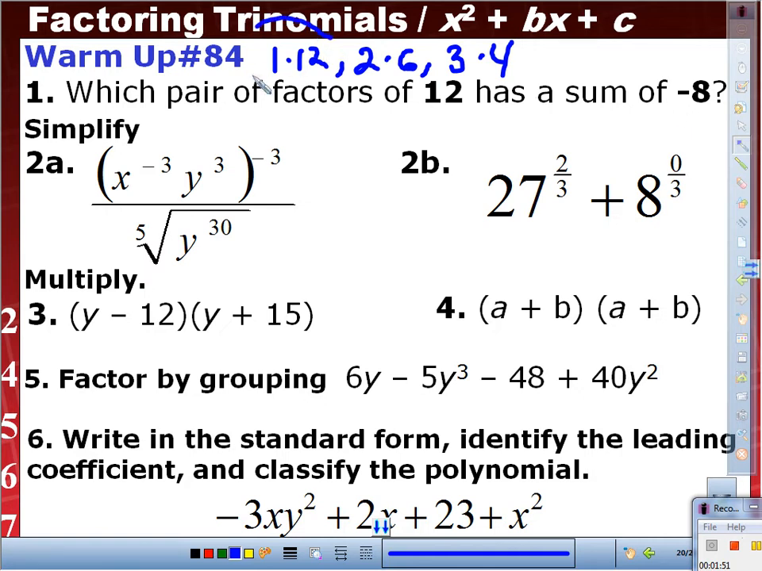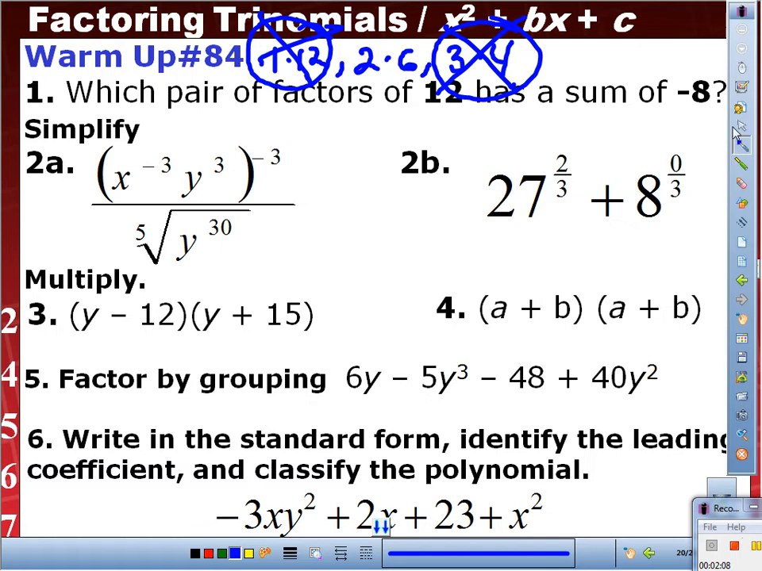Could it be this one? If we subtract or add, that gives me -11, 11, or 13, so it cannot be this one. Could it be this one? If we subtract, it gives us -1 or 1, so it cannot be that one. So it has to be this one. However, the answer has to be -8, so what do I do to these 2 numbers? Change them into negatives. So my numbers are -2 and -6. Let's see if it works. -2 times -6 is positive 12, and -2 plus -6 gives me -8. Have you got that? Okay, good.